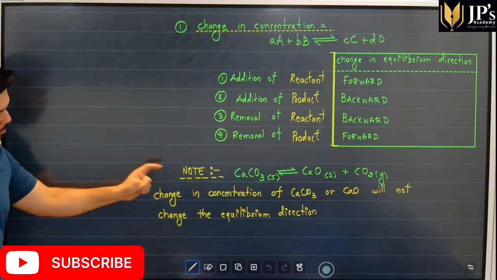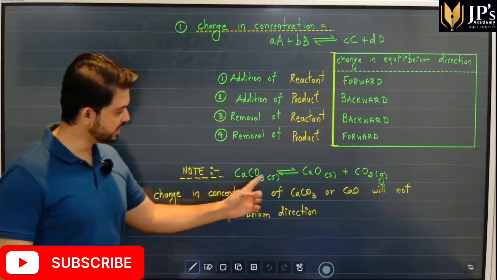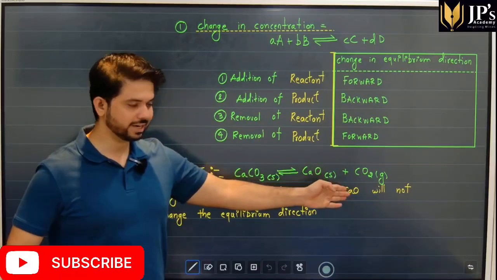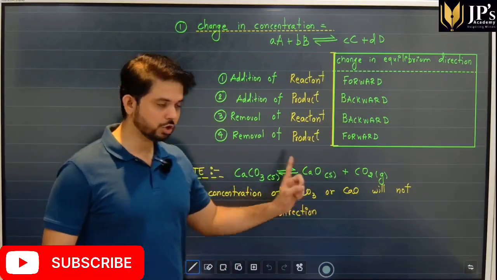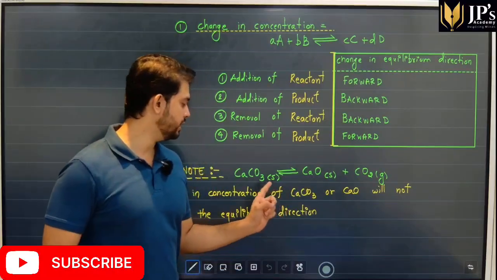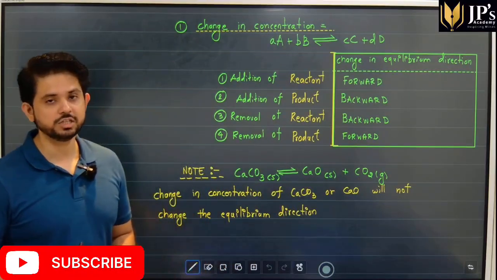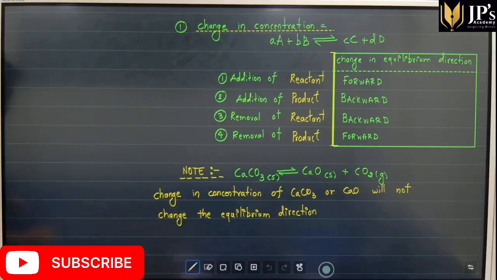A very important point to note here, students, if you see again a thermal decomposition of CaCO3, so calcium carbonate, calcium oxide, and CO2, since these are solids, any change in concentration of CaCO3 or CaO will not change the equilibrium direction.